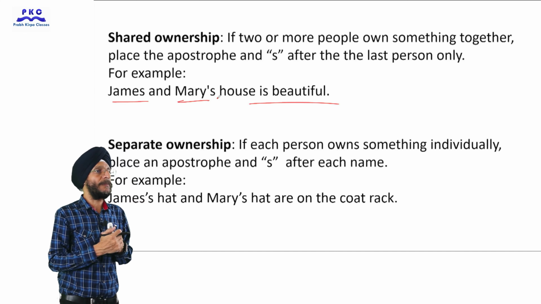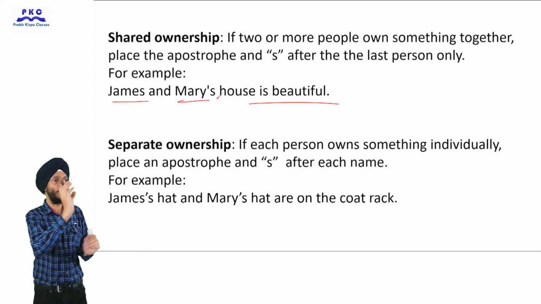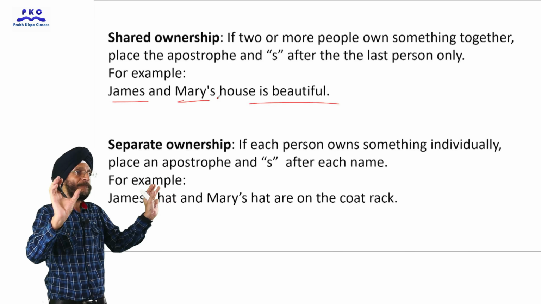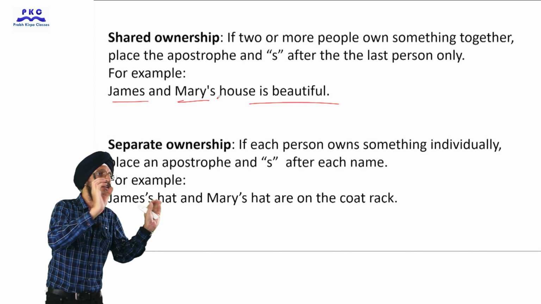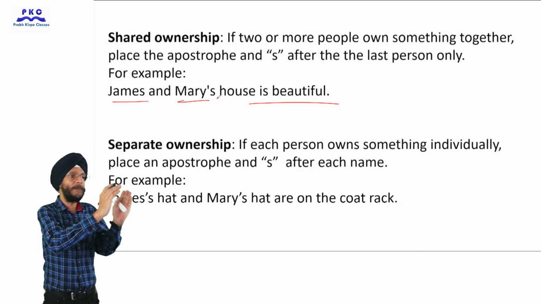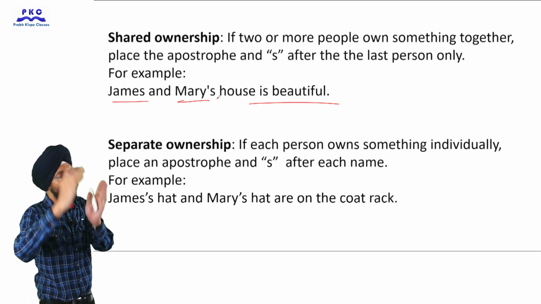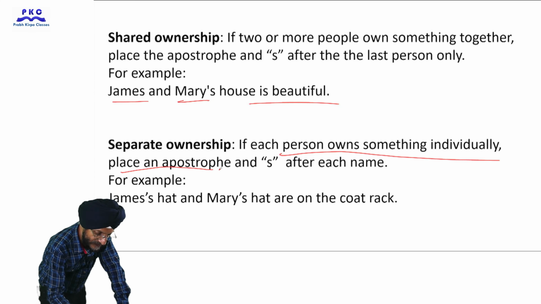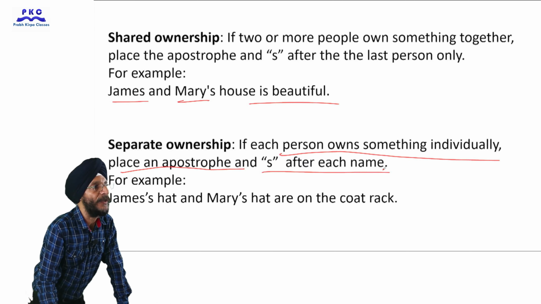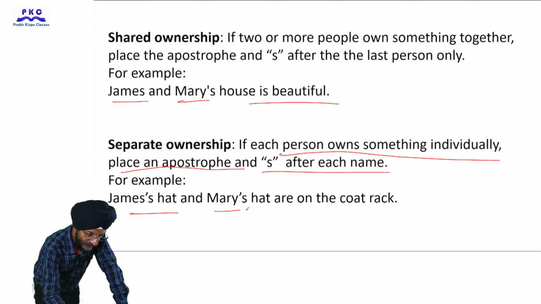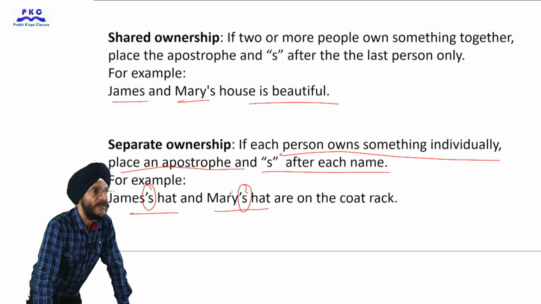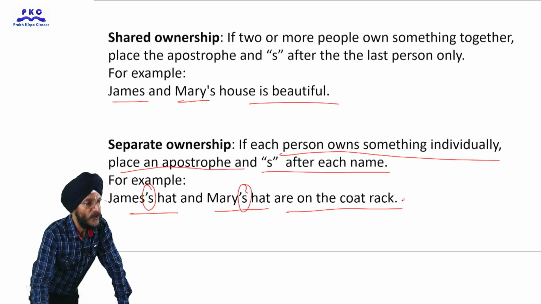In case of separate ownership, suppose there are 2 hats, one is owned by A, the other is owned by B. That is, the hats are different, the owner is different. Then in that case, we will add apostrophe plus s with both the names. If each person owns something individually, place an apostrophe plus s after each name. James's hat and Mary's hat. You will see that here apostrophe plus s has been added with James, and again with Mary. James's hat and Mary's hat are on the coat rack.